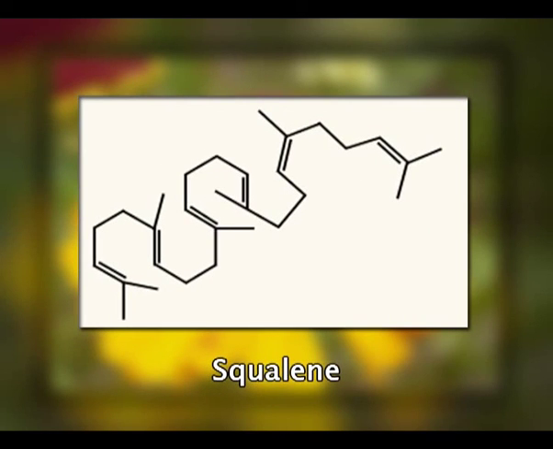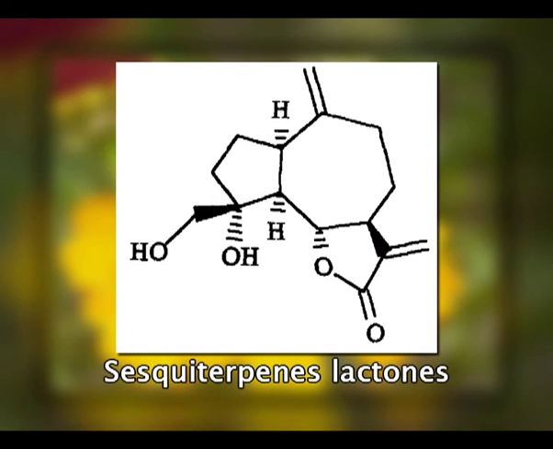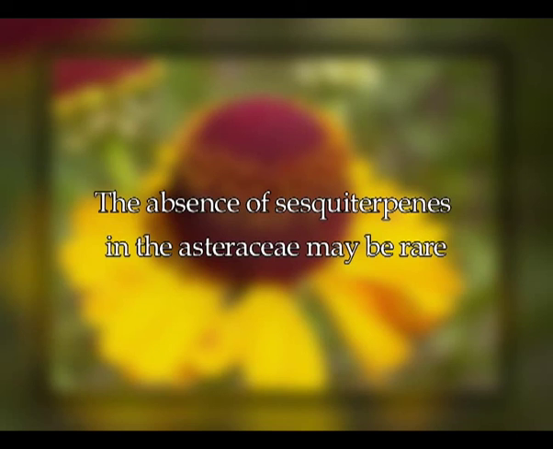Triterpenoids with 6 isoprene units, for example squalene. Polyterpenoids with several isoprene units, for example rubber. Some of the chemotaxonomic applications of terpenes are mentioned below. Sesquiterpene lactones are common in the family Asteraceae, in which the oxidation level of these sesquiterpenes is sometimes specific to a tribe, subtribe, or even a genus. The absence of sesquiterpenes in the Asteraceae may be rare.